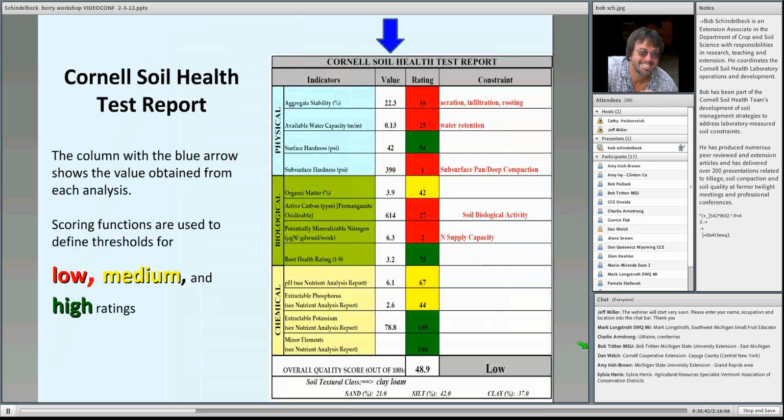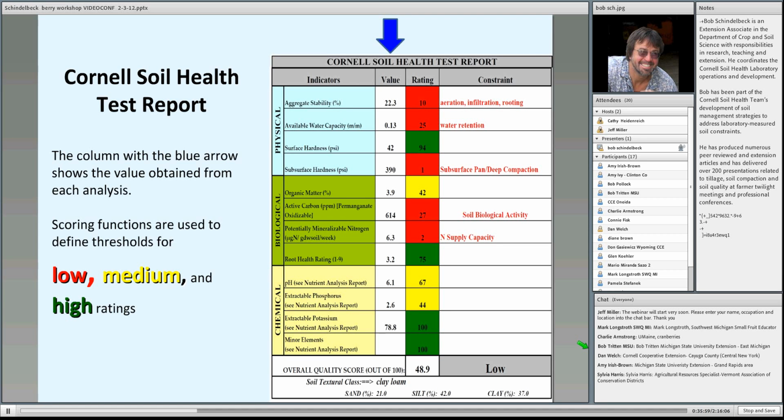Here it is, the soil health report. Again, the indicators, the value, where the blue arrow is. So these are the lab or field return values. Remember, we rate these values with our database.